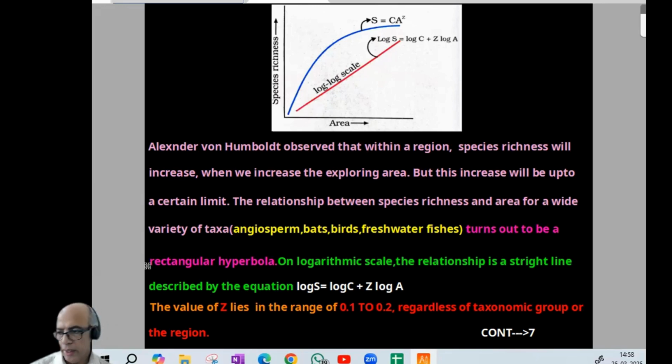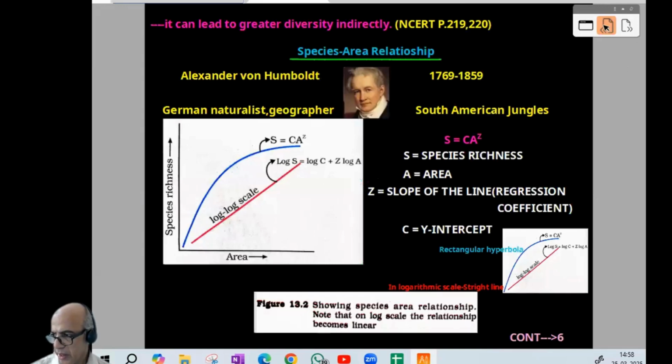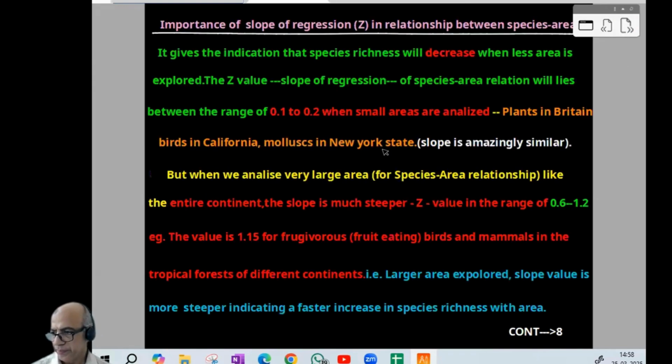I think the idea is clear. Now, what are the terms concerned with the formula that we haven't discussed? S equals species richness, A equals area, Z is the slope of the line, otherwise called the regression coefficient, and C is the y-intercept. It's a popular question. Now we can proceed to the next page.